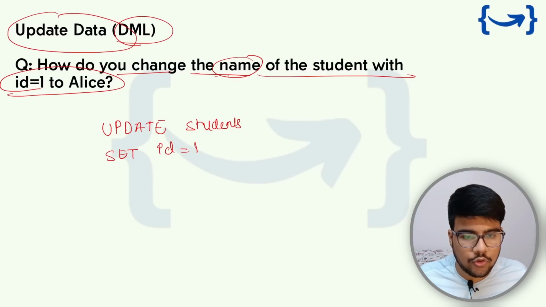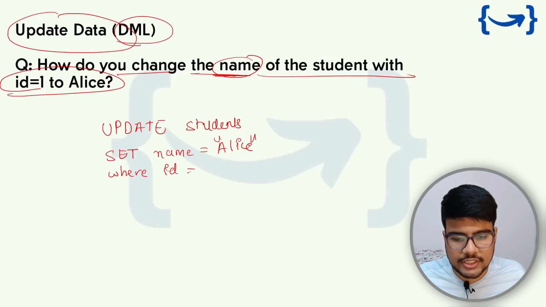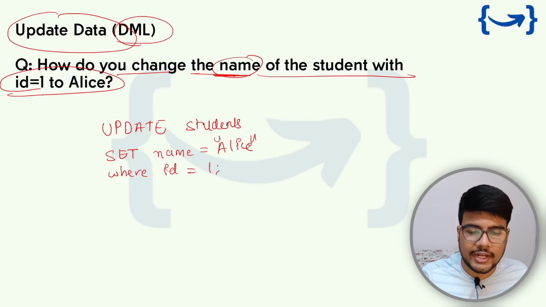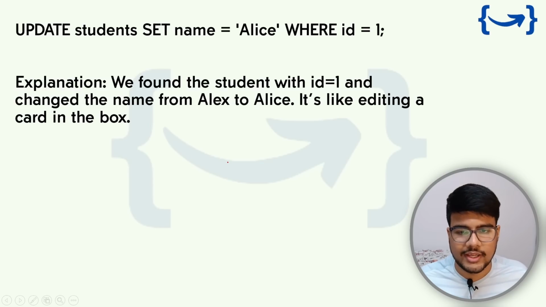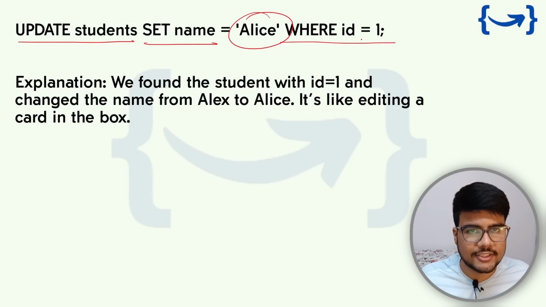Okay, change the name. Okay, I need to set the name. So ID will not come. Set name is equal to Alice. Okay, where it is given where my ID is equal to 1. So this would be the syntax to update the record with ID equal to 1 and set their name to Alice. So yes, update students set name Alice where ID is equal to 1.